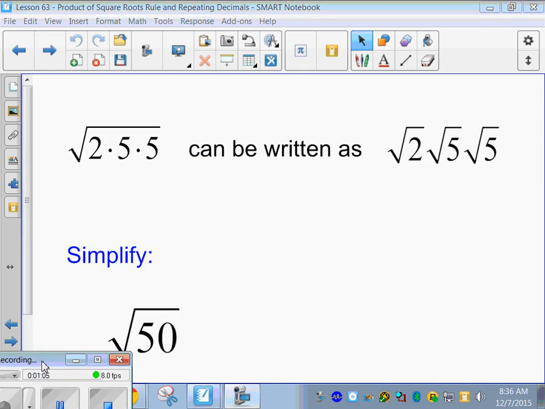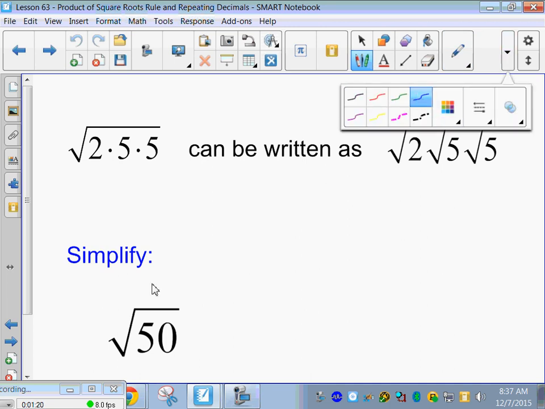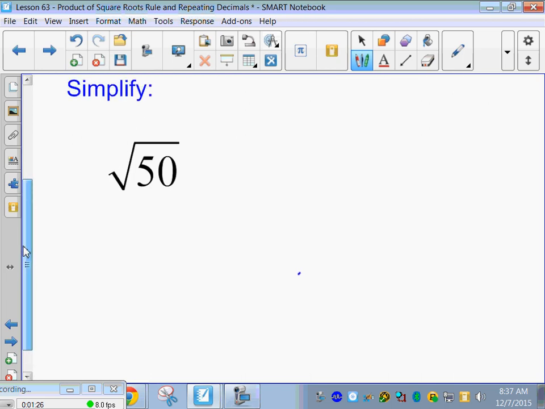In other words, the square root of 2 times the square root of 5 times the square root of 5 is the same thing as the square root of 2 times 5 times 5. So they're all together under the square root, or they're all separate under each square root, which means the same thing. What we're going to learn how to do is simplify radicals. So let's write down the square root of 50.